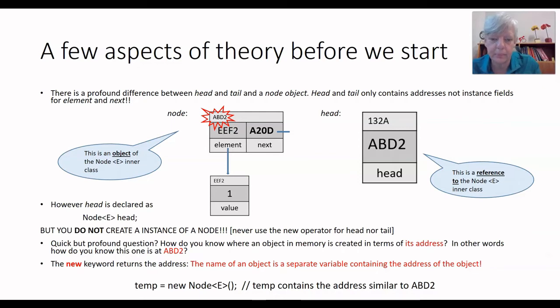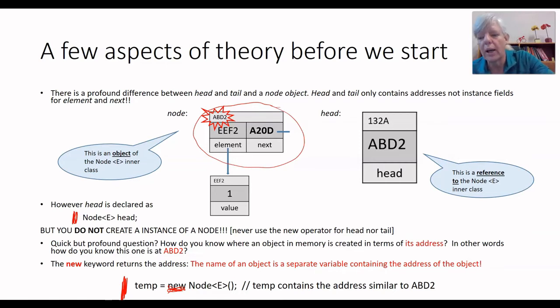So, what does that mean? The answer is really here and here. If we declare head, we say head is a variable of type node, but all variables of type node start off like that. But we will never for head say new node, because the moment we create a new node, the instance variables are instantiated. So only when you say new node, the node with the instance variables is actually created. Until such time, you only have an address.